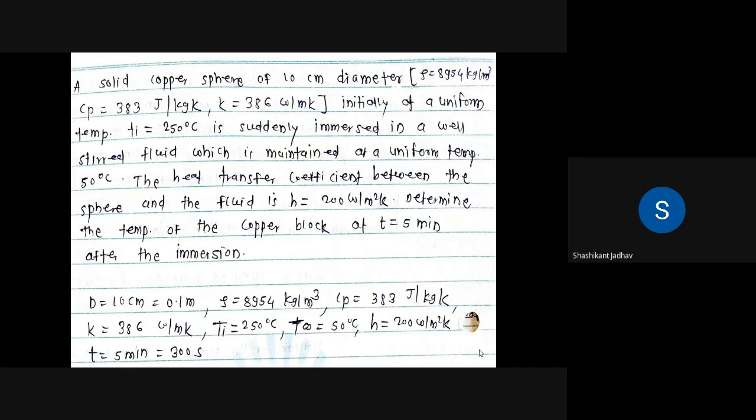Okay. Determine the temperature of the copper block at t equal to 5 minutes after the immersion. म्हणजे 5 मिनिटानंतर त्या कॉपर स्पिअरचं टेम्परेचर किती होणार आहे ते कॅल्क्युलेट करायचं आहे. So small t is given, 5 minutes. We have to convert that into seconds. So 5 minutes is nothing but 300 seconds. And our aim is to calculate the capital T. After 5 minutes, what is the temperature of that particular copper sphere?